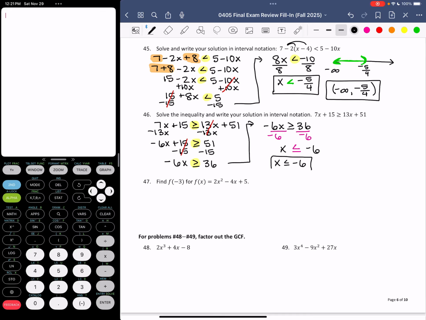That is my solve. But now I need to write it in interval notation. So again, I'm going to just draw a quick number line here. That way it'll help me. And it says x is less than or equal to negative 6. So this time when I go to the left here, I am still going less than, right? But this time I'm going to put a hard bracket like this because it does have the line underneath. And again, this is negative infinity here.